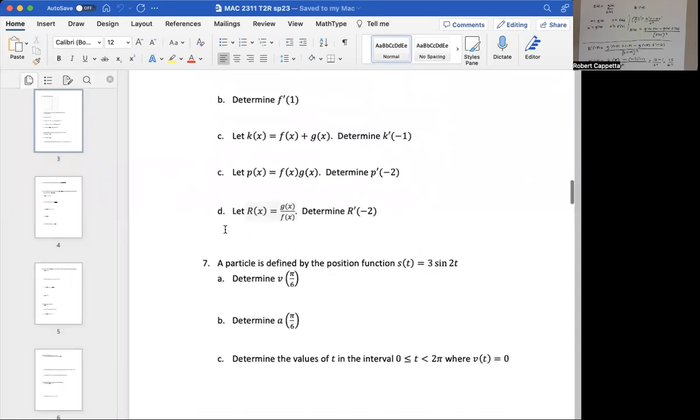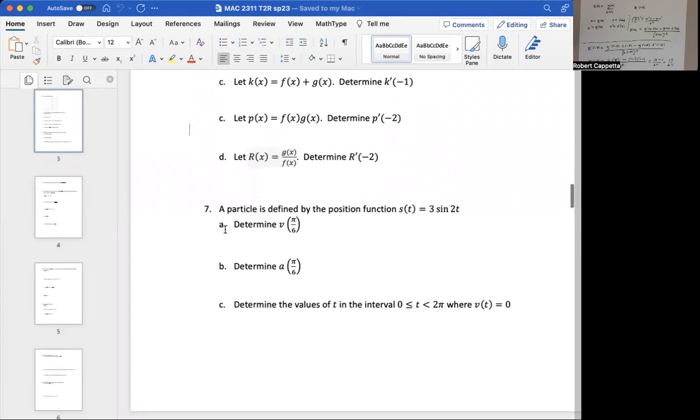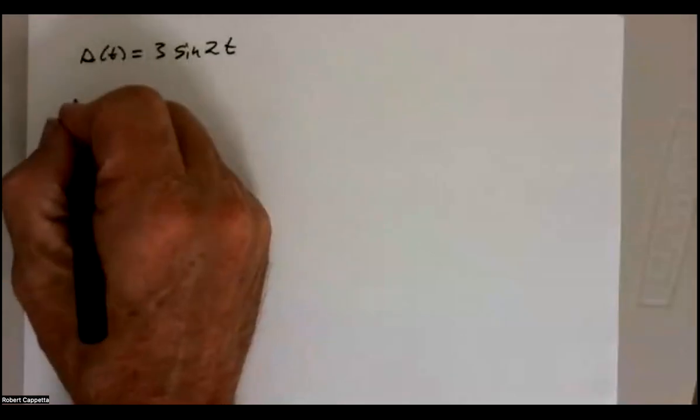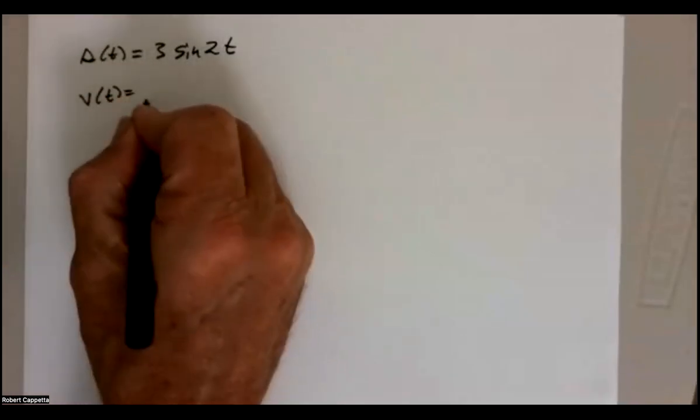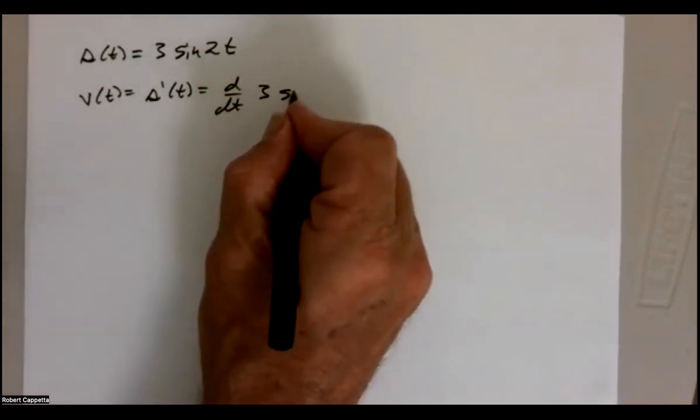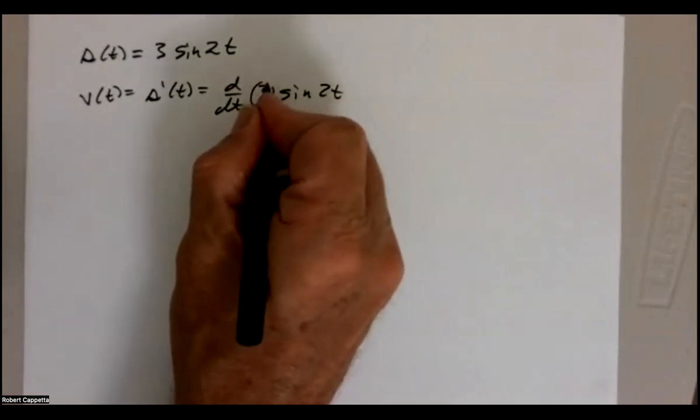Now we are ready to talk about velocity and acceleration and find values where the velocity is 0. Great. So let's do that here on number 7. My position function s of t is 3 sine 2t. I want the velocity and I want the acceleration. The velocity is the derivative of position. So velocity, v of t, is the same as s prime of t, which is the derivative with respect to t of 3 times sine 2t. We pull the 3 out in front.